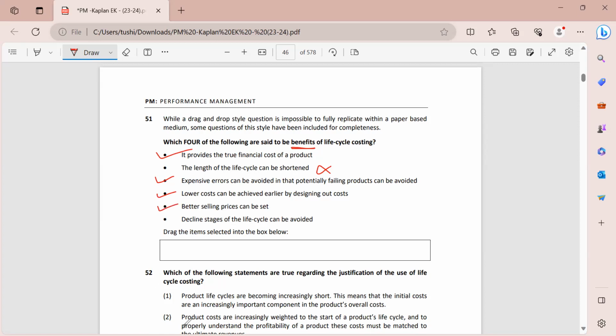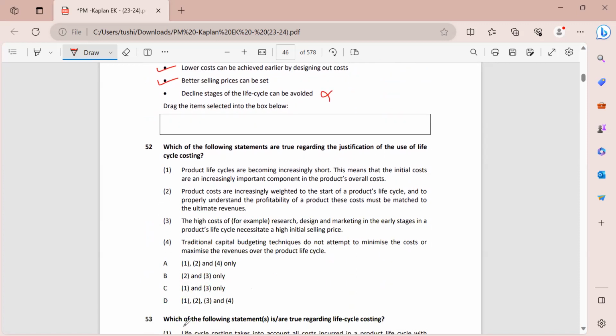When we know the total that we are spending on a product right from scratch till the product goes to the end, then we can definitely set the selling prices in a better manner. Can decline stages be avoided? Absolutely not. No stages can be avoided. Yes, some stages can be shortened or increased according to how we take our decisions, but nothing can be avoided. The decline will definitely happen.